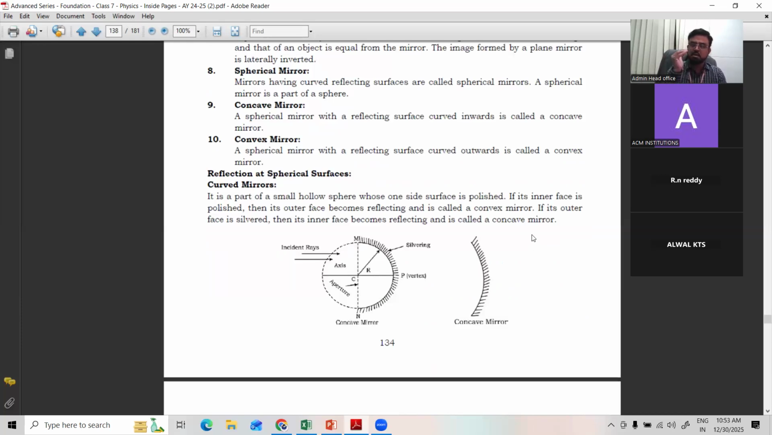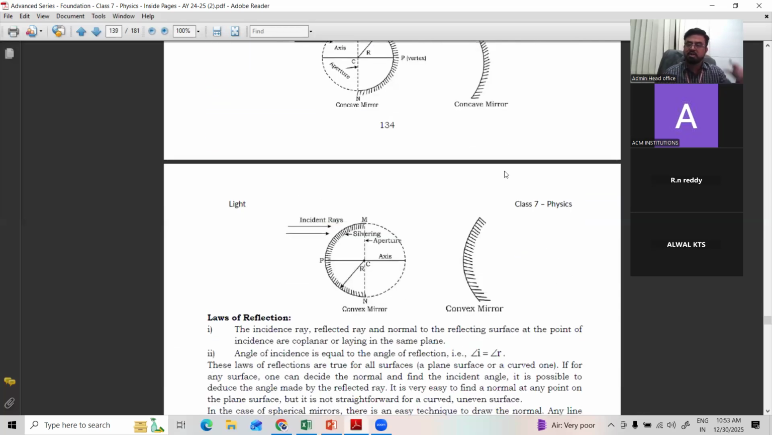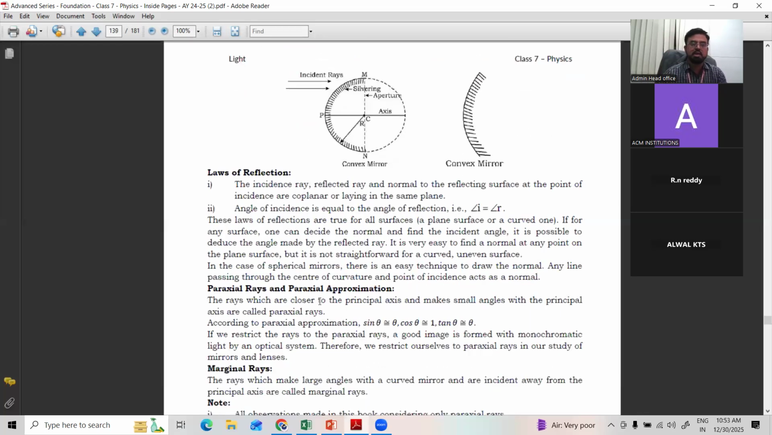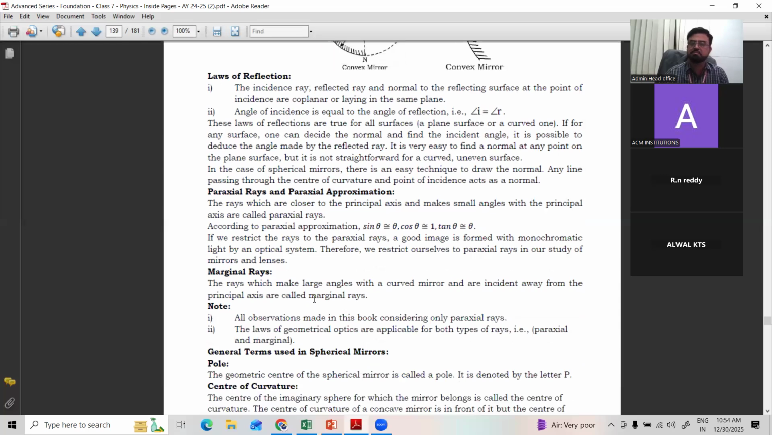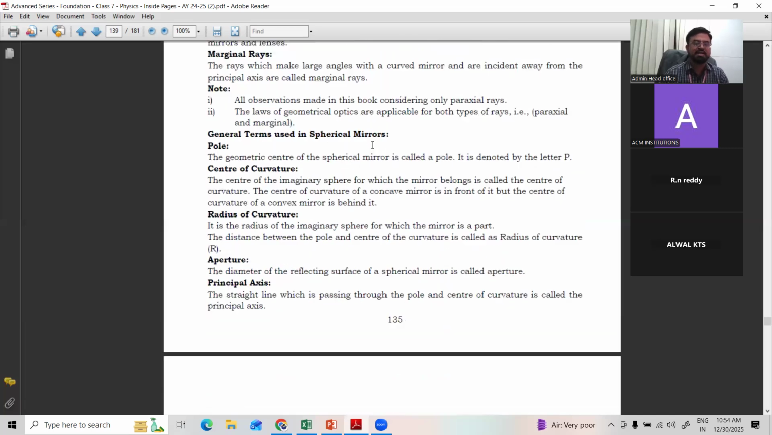One side, where the inner part is coated with silver and the outer part acts as the reflecting medium, is called concave. Where the inner part acts as the reflecting medium, it is called convex. Convex mirror converges the light. Concave mirror diverges the light. All this we have seen, and of course we have seen the laws of reflection. The incident ray, reflected ray, and normal lie on the same plane. The angle of incidence is equal to the angle of reflection. A very important law.